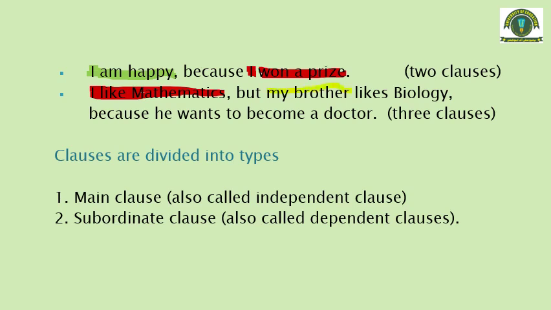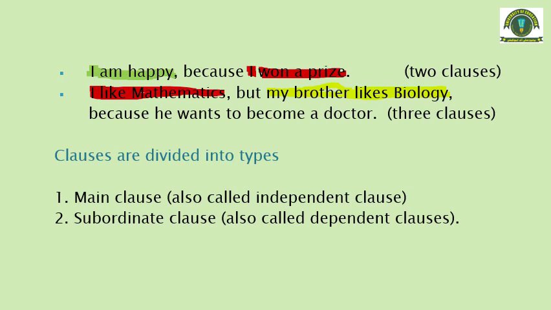another subject, one more doer, one more performer of action, one more subject. My brother likes biology. Likes, liking is some action, liking is a verb, so it is a predicate. We got another subject, my brother, and we got another action, another predicate, likes biology. But the sentence is not complete yet. There is something else in the sentence as well.